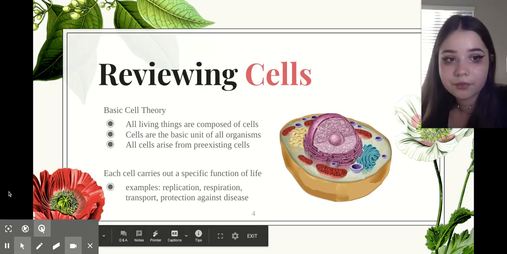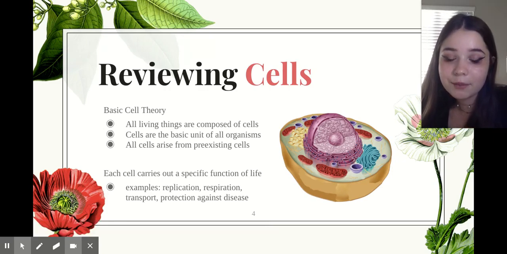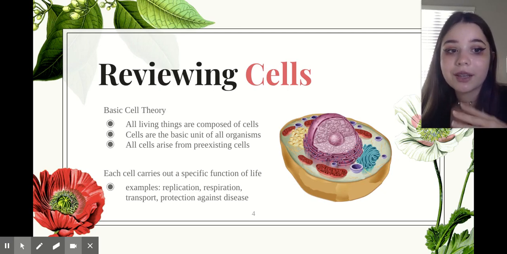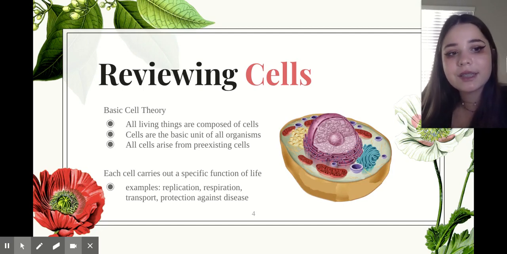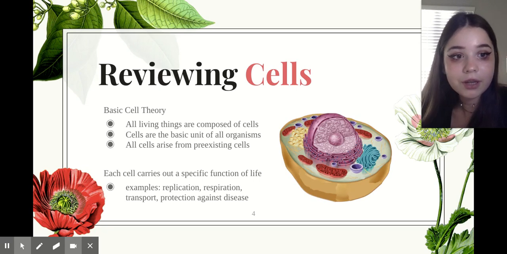week. Okay, so as I mentioned previously, each cell carries out a specific function of life. This may include replication, respiration, or breathing in and out, transport, and protection against disease. Our immune system fights off disease, and that's really important. So we need cells to survive. If there weren't any cells, we wouldn't even be an organism. We wouldn't be who we are right now. We're all made up of cells.